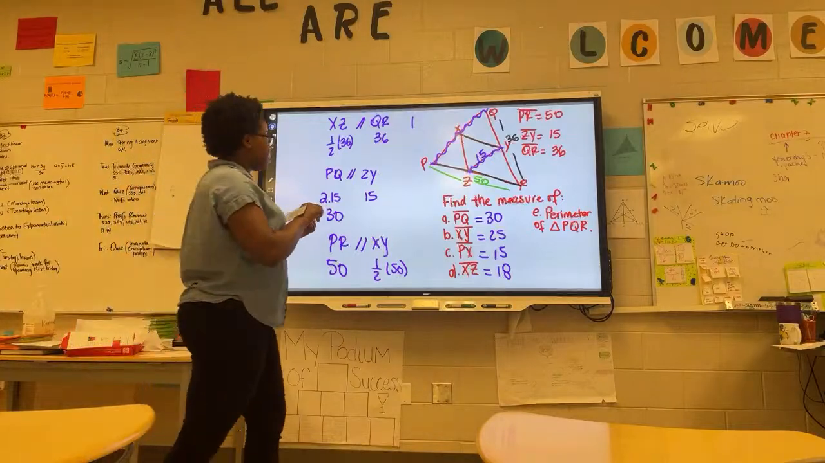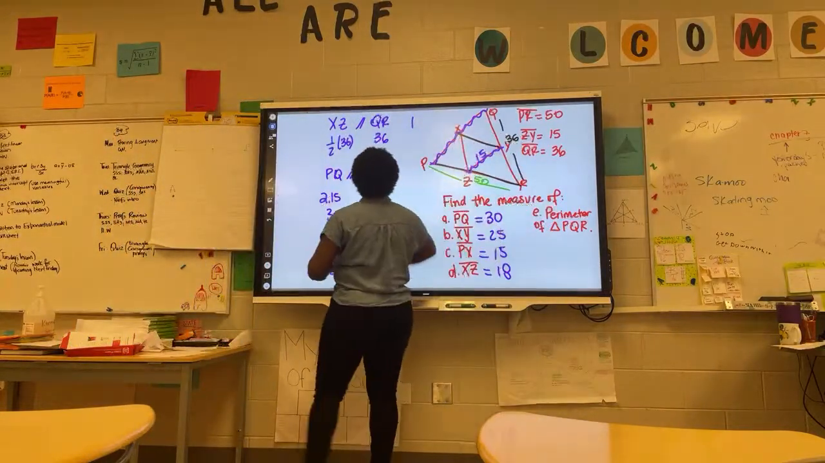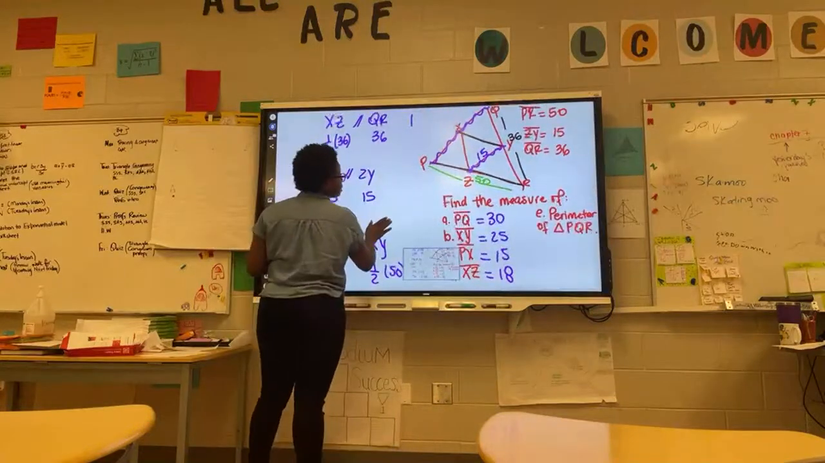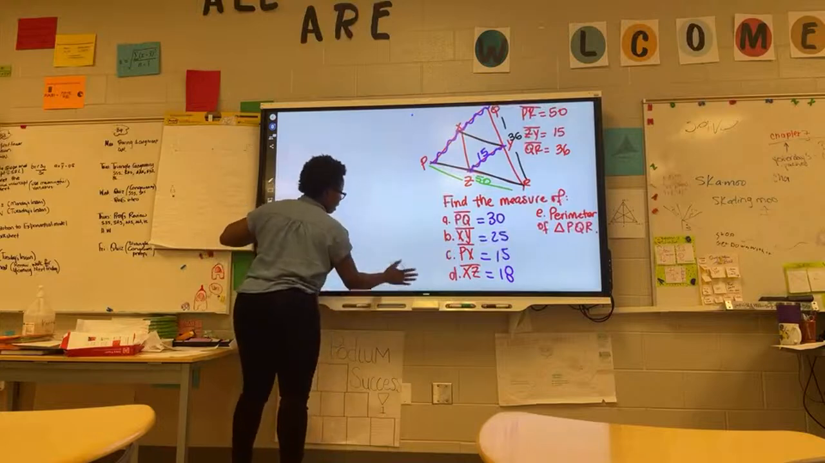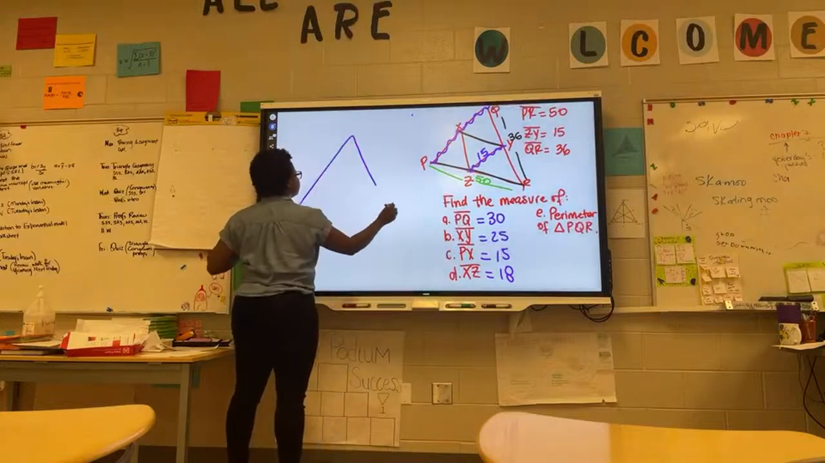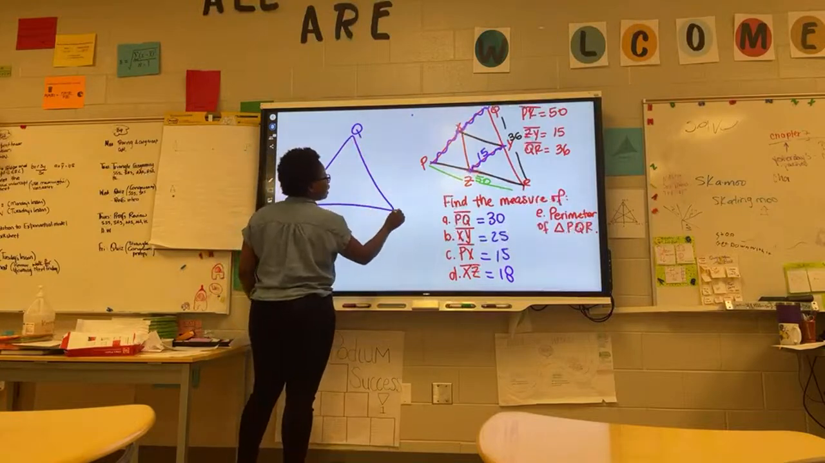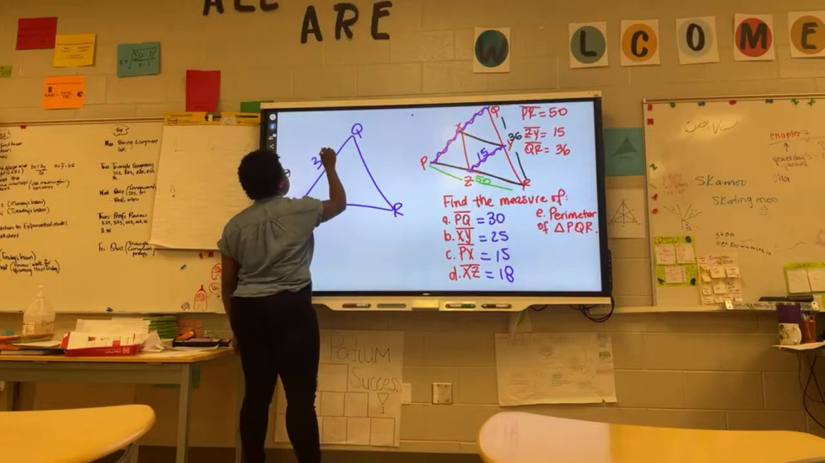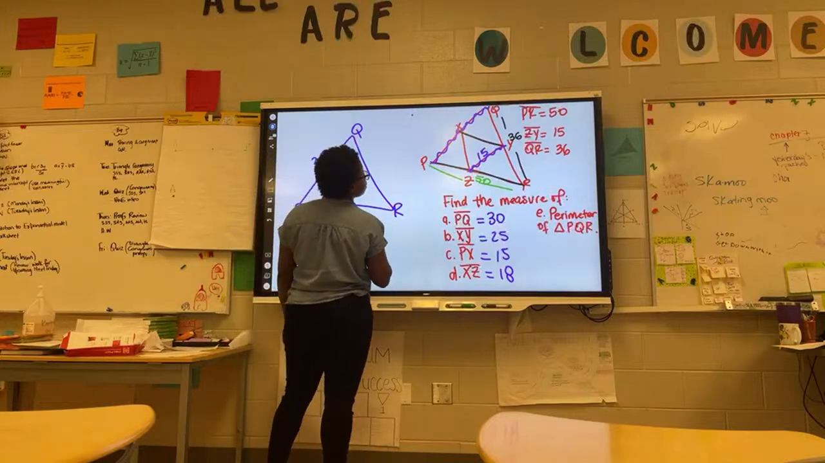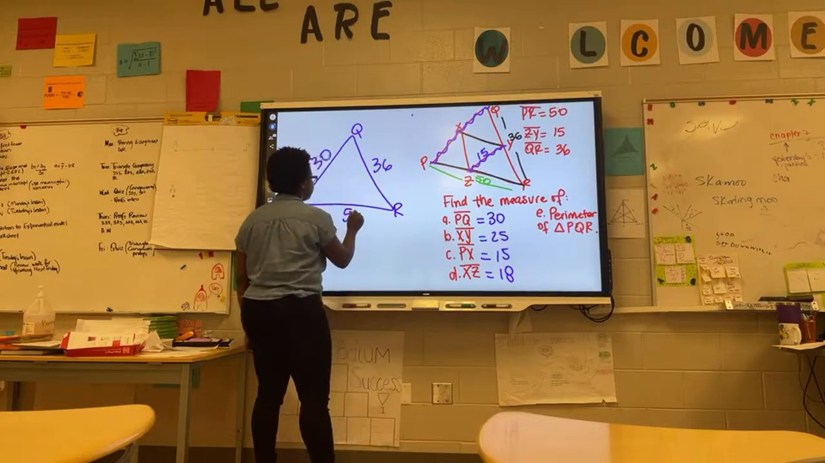triangle mid-segments. The last one's asking us to find the perimeter of triangle PQR. So I'm going to draw the triangle right here without the segments. So that's P, that's Q, and that's R. And we know that PQ is 30, so here is 30. We know that QR is 36, and that's 50.